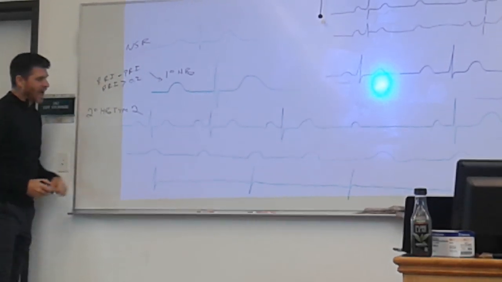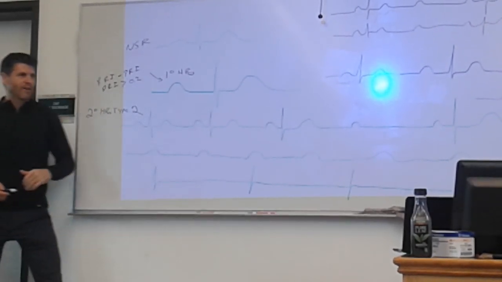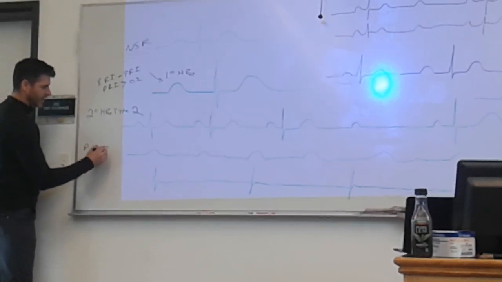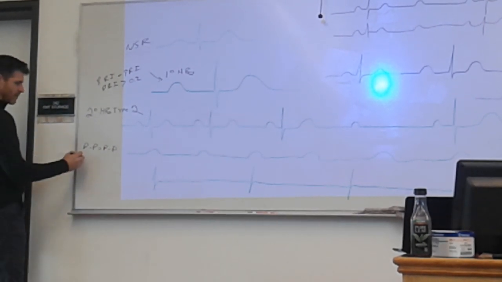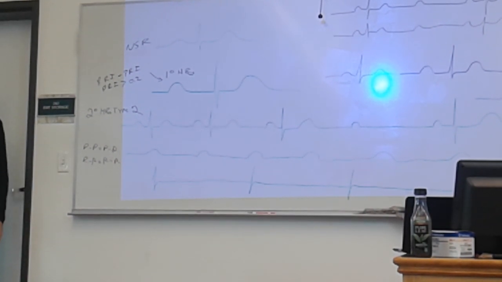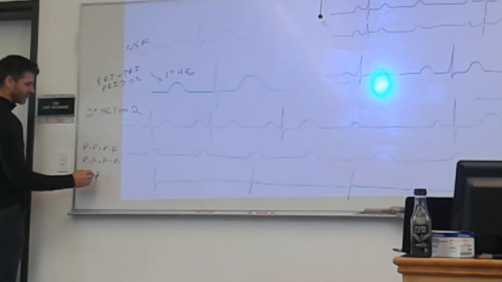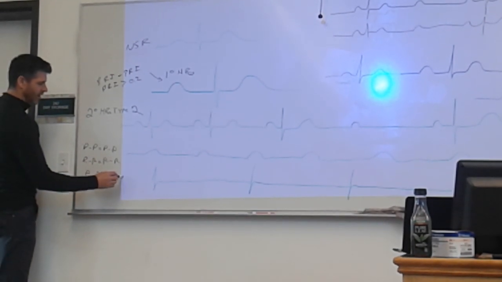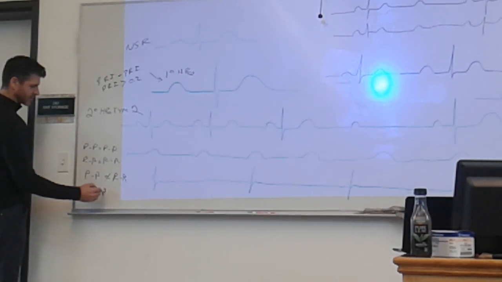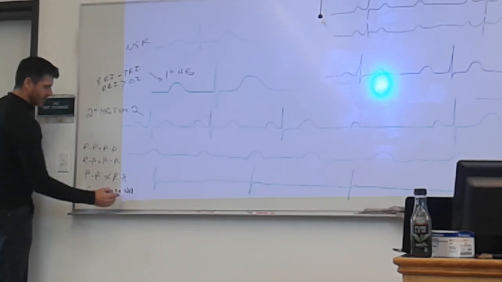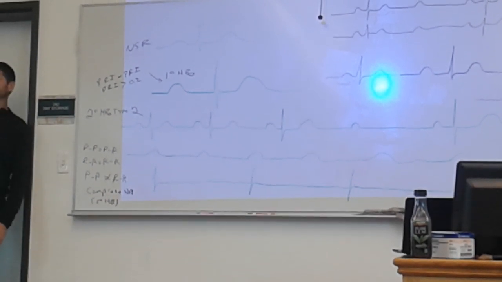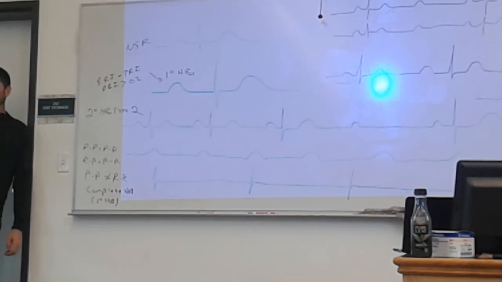Okay, if I have all of my P waves march out, all of my R waves march out, so my P to P interval equals my P to P interval all the way through. My R to R interval equals my R to R interval all the way through. But my P to P interval does not equal my R to R interval. Then I have a complete heart block, or a third-degree heart block. Does that make sense?